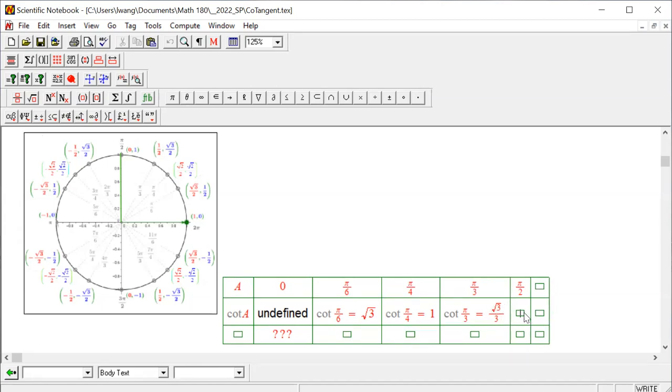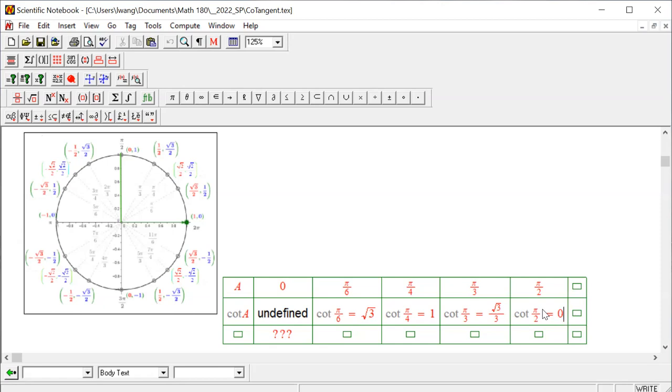How about cotangent pi over 2? Cotangent pi over 2: the red number is 0, the blue number is 1. 0 divided by 1 is going to be 0. So now we've finished the first quadrant.